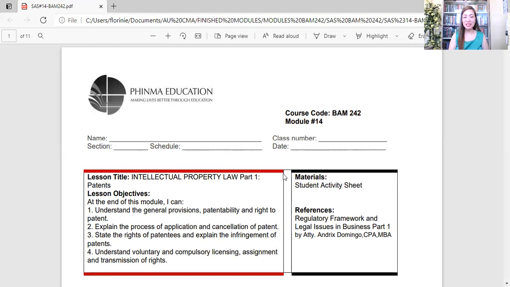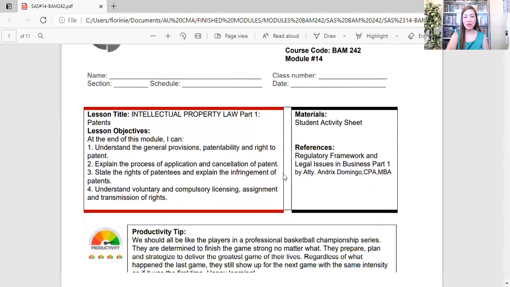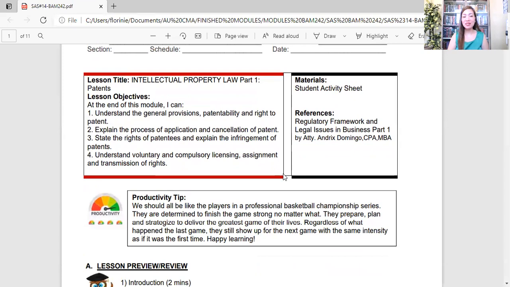Our lesson title is Intellectual Property Law Part 1, Patents. And these are our lesson objectives. At the end of this module, I can understand the general provisions, patentability, and right to patent. Number 2, explain the process of application and cancellation of patent. Number 3, state the rights of patentees and explain the infringement of patents. And number 4, understand voluntary and compulsory licensing, assignment, and transmission of rights.